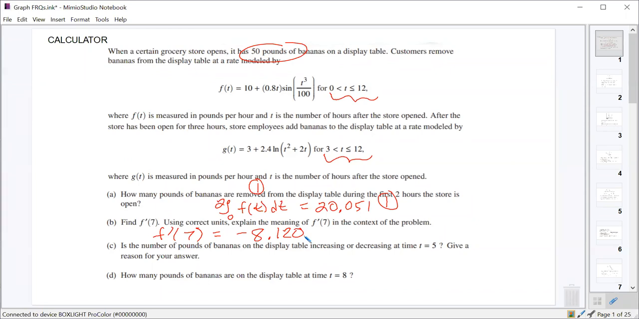And I believe on the scoring guideline it actually said negative 8.120 or negative 8.119. Then they would have given you either one. Sometimes they give you 1/1000 of leeway.